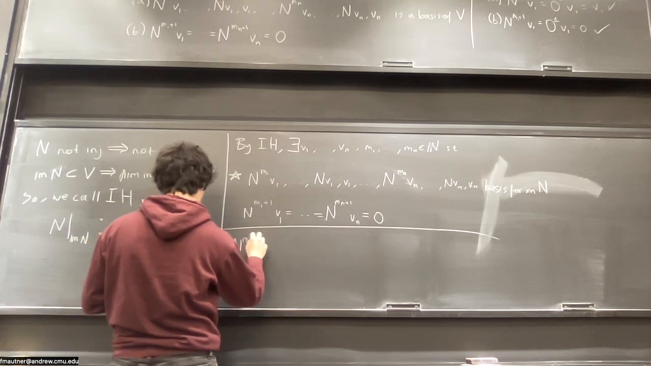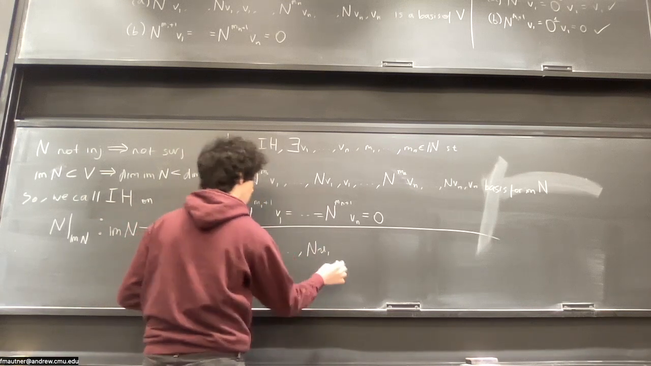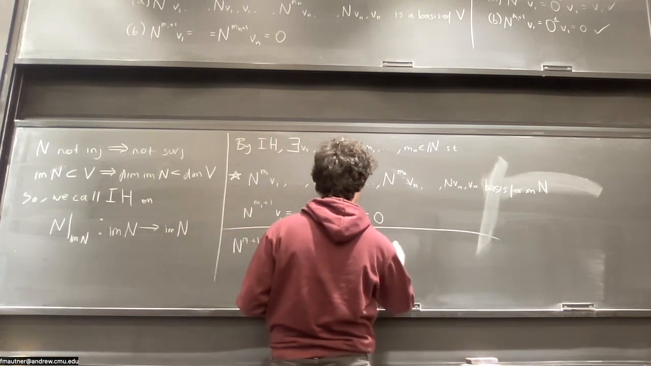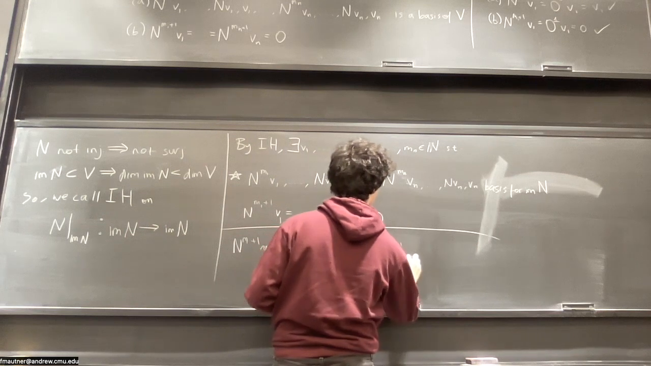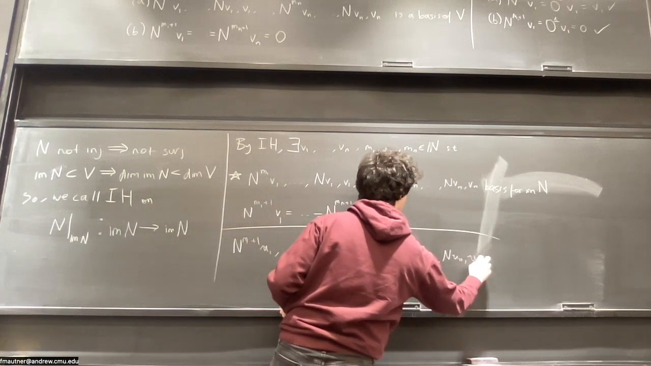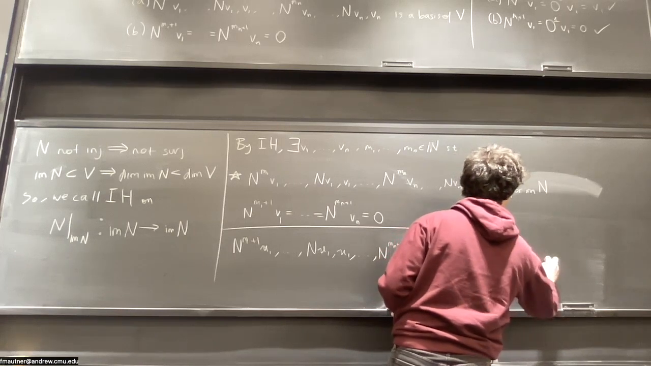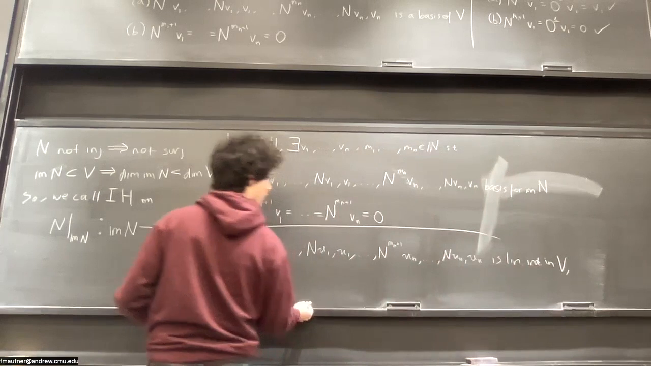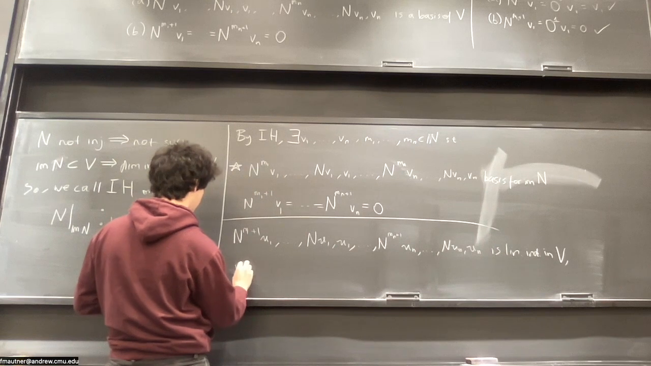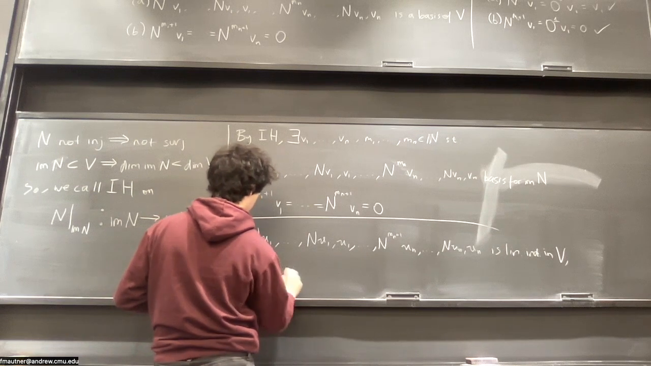The set n to the m sub 1 plus 1 u1, and the same pattern, up to n to the m sub n plus 1 u sub n, is linearly independent in V, where we define v sub i to be n applied to u sub i.